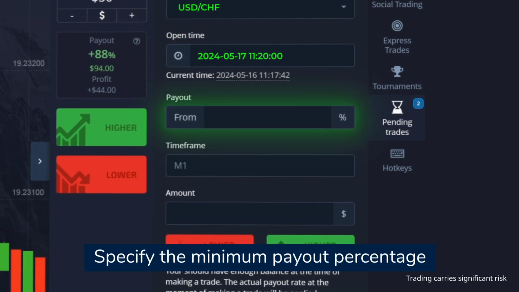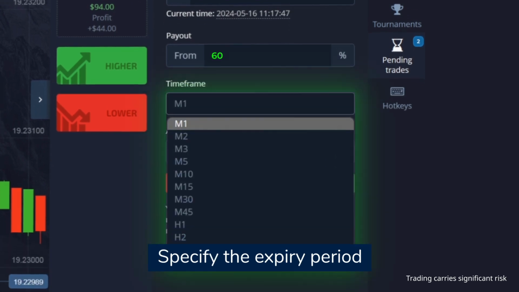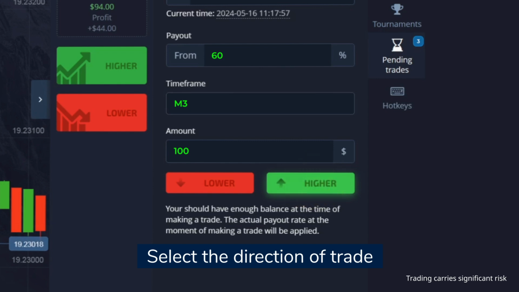trade. Specify the minimum payout percentage at which the trade will open. Specify the expiry period and the amount of the trade. Select the direction of trade.